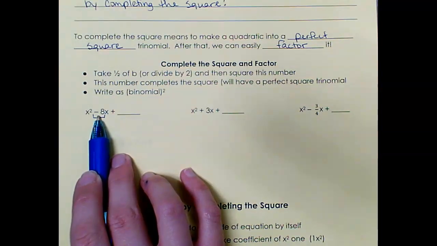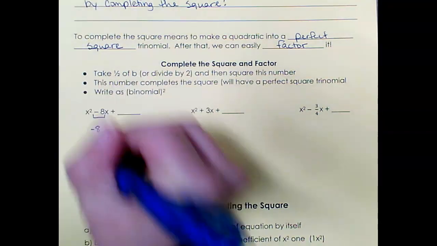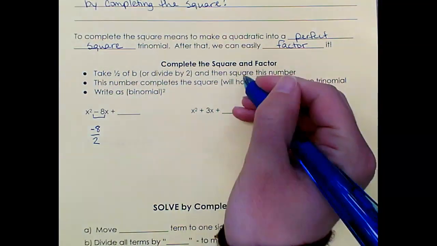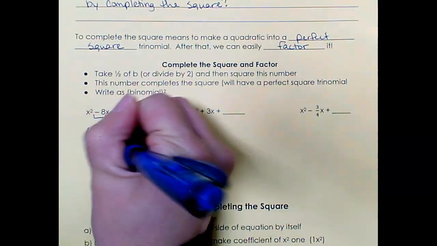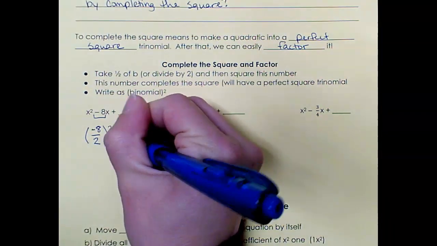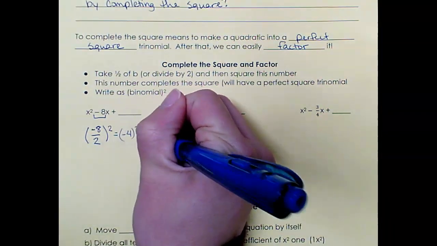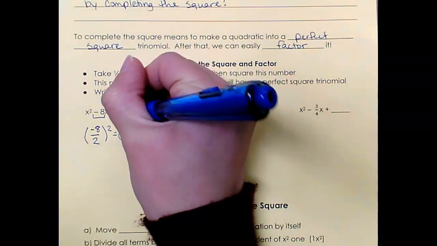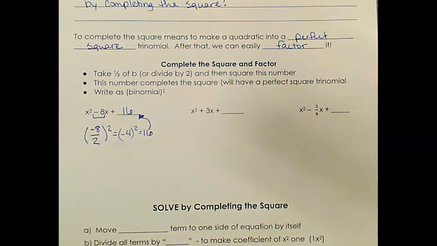Hang on, lost my spot. There we go. So I'm going to take my b term that's -8. I'm going to divide it by 2, and then I'm going to square that number. So -8 divided by 2 is -4, and when I square that, I get 16. So a positive 16 is what goes right here to complete the square.